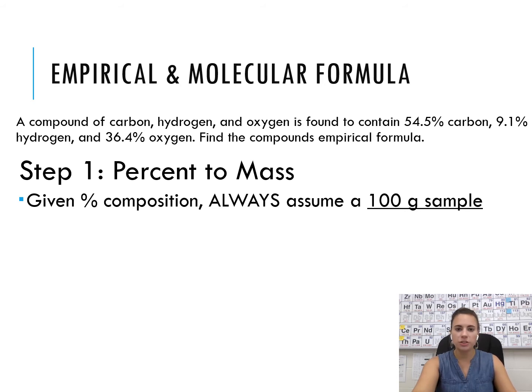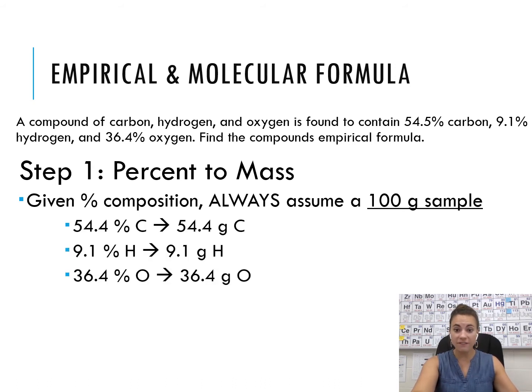Given percent composition, always assume a 100 gram sample. So what's 54.5% of 100? 54.5. Okay, so we literally just swap out our percentages to grams. So step 1, percent to mass.